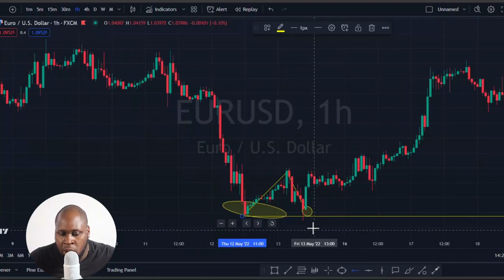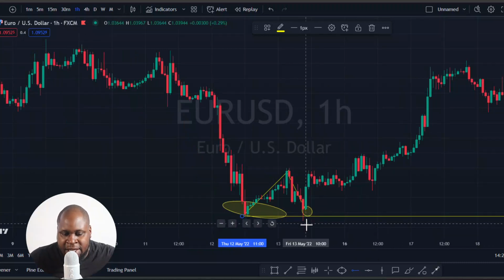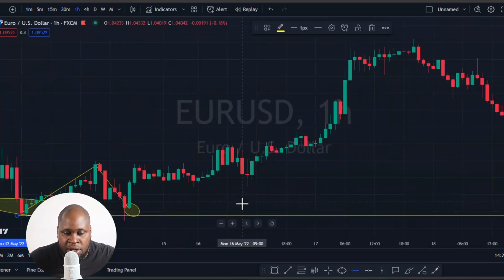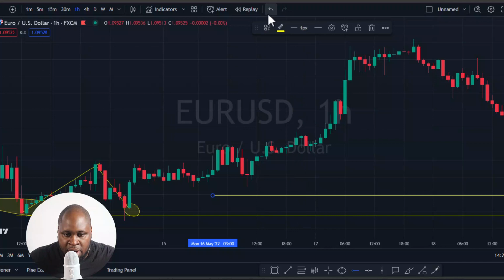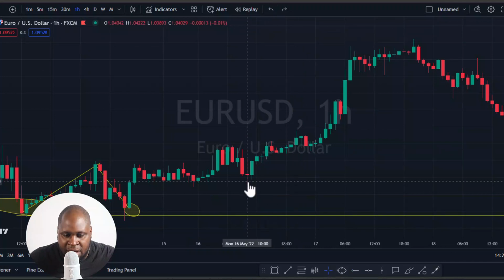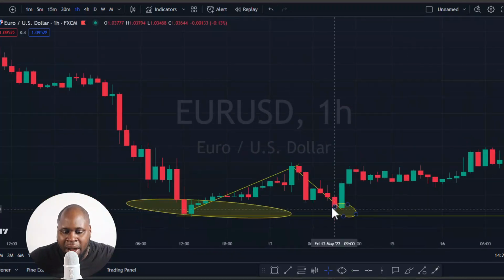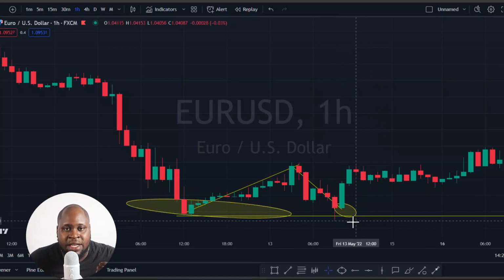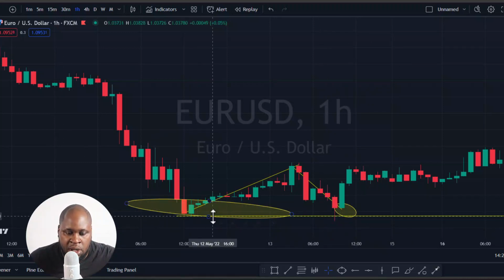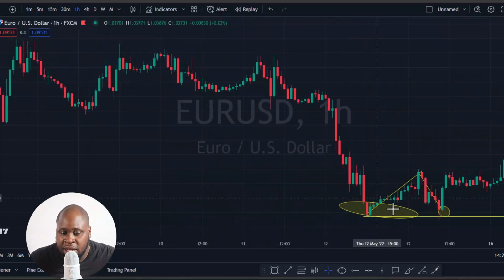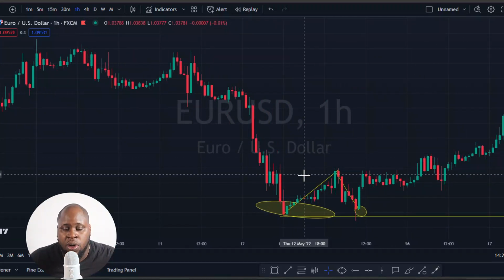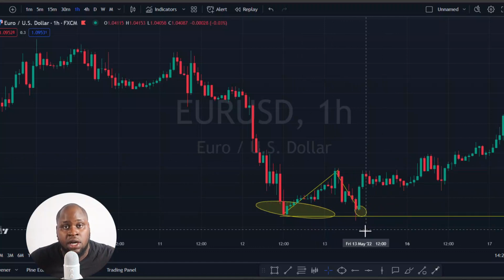Now, you may be wondering, well, I see a wick over here. Technically, yeah, it did pass. But because price did not close, if you look at the body of the candle, let's just take a look at the body of the candle. If you take a look at the body of the candle, it did not close below the previous low. And that for me is what would have to happen for me to classify this as passing the previous low. I need the body of the candle to close below the previous low. Okay, so because we did not pass the previous low, we consider this a valid correction.